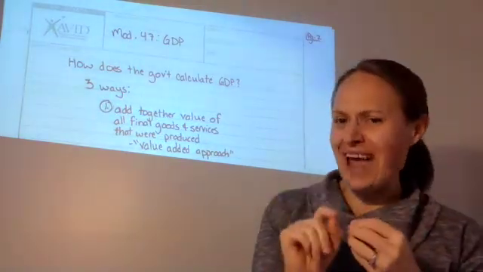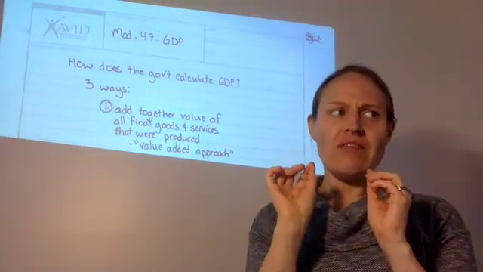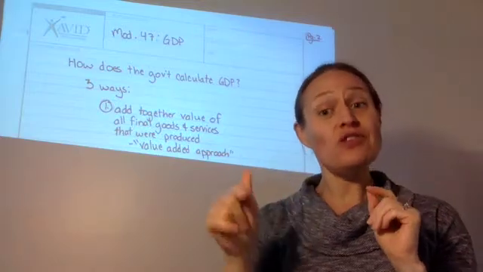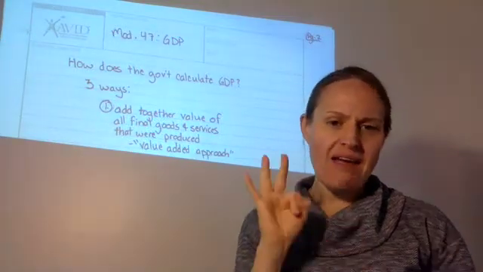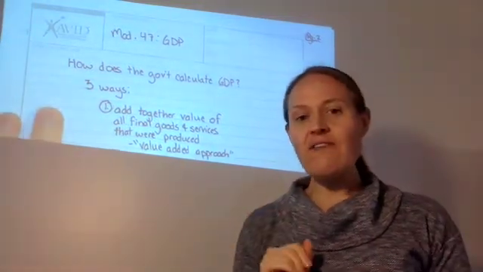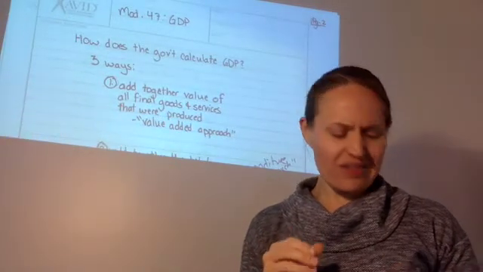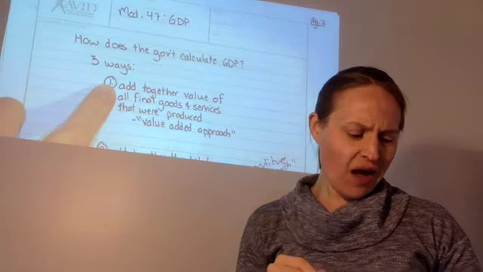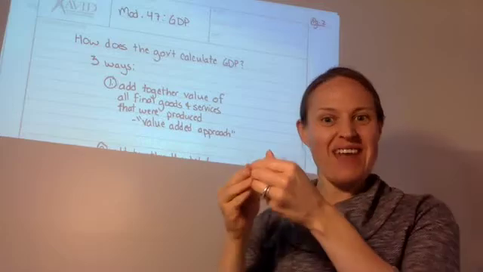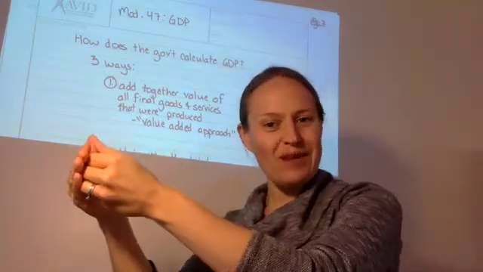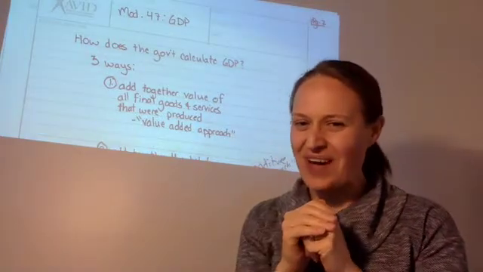Now, they can't do it exactly, like they can't figure out the exact total value of every single thing that was produced in the country, but they can come up with a pretty close estimate. And they have 3 different ways. First, it's the value added approach, where they add together... This definition is a little confusing. It's more like they figure out the value that was added at each phase of producing something. But don't worry about that.